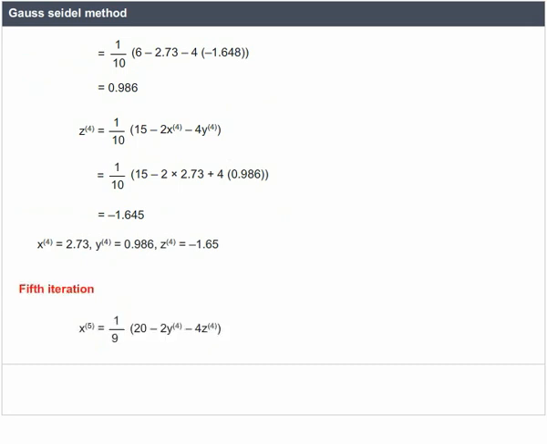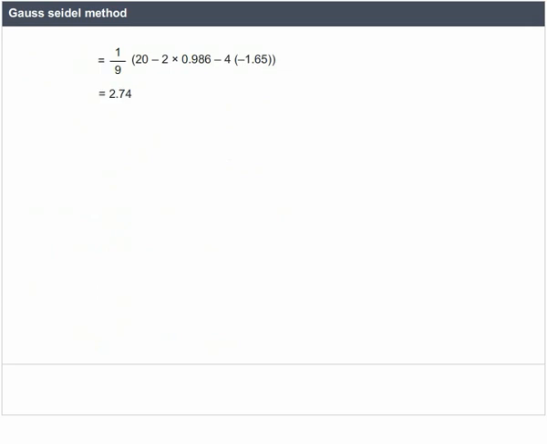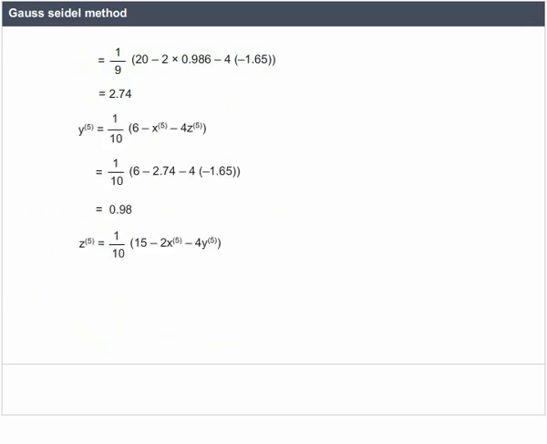Fifth iteration. x^5 equals 1 by 9 times (20 minus 2y^4 minus 4z^4). We get the answer 2.74. Then y^5 equals 0.98. Then z^5 equals minus 1.66, obtained by substituting the values of x^5 and y^5. Then the final answer is x^5 equal to 2.74, y^5 equal to 0.98, z^5 equal to minus 1.66.